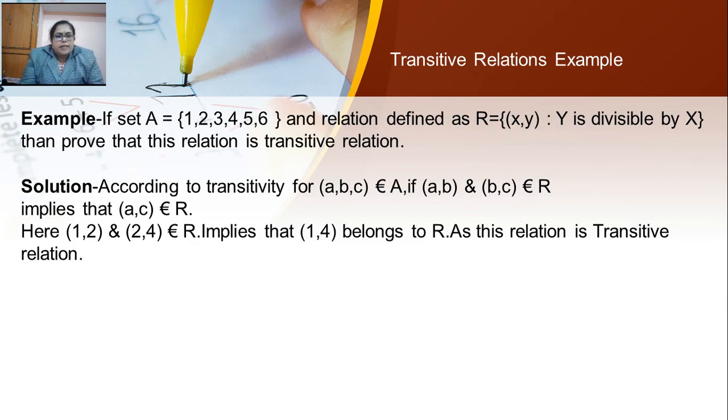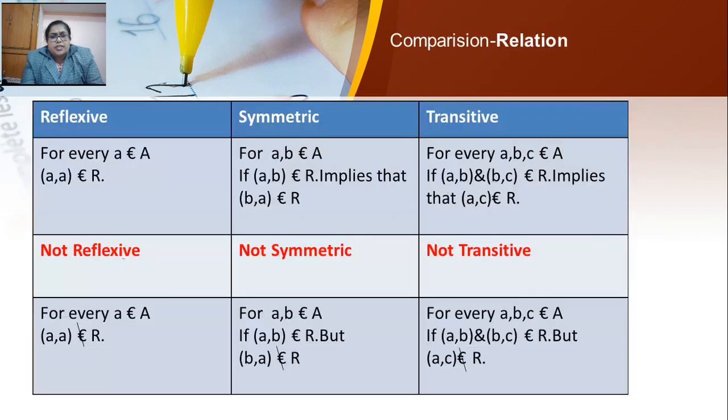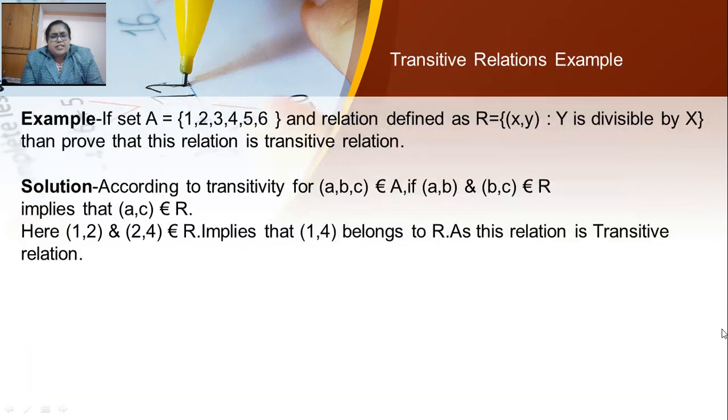And here suppose (1,2) is (a,b) and (2,4) is (b,c). Then what is (a,c)? (a,c) is (1,4). It implies that (1,4) belongs to the relation, because 4 is also divisible by 1. So we can say this relation is transitive. This relation is a transitive relation.